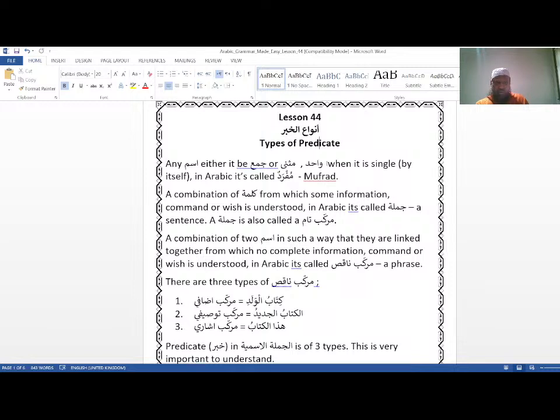A combination of words, kalima, from which some information, command, or wish is understood, in Arabic is called jumla. So when we have two words, and from those two words we get a complete meaning, it is a sentence. That is called a jumla. A jumla is also called murakkab tam. Murakkab means combination.